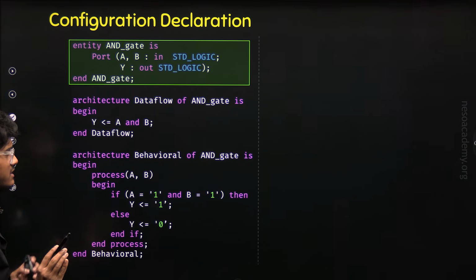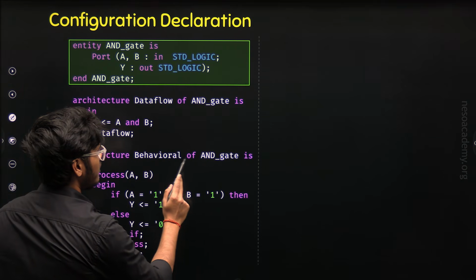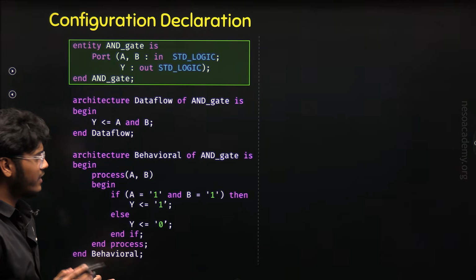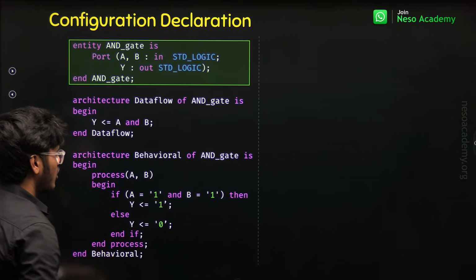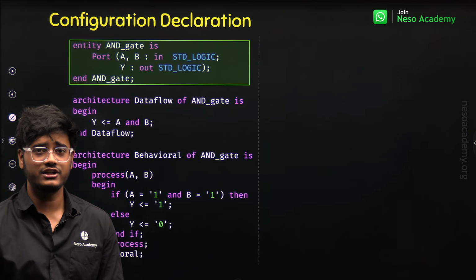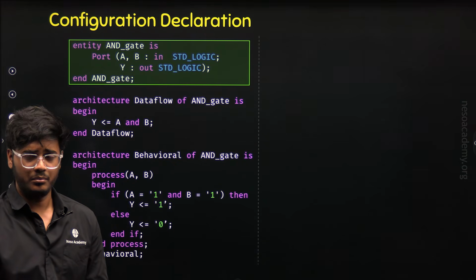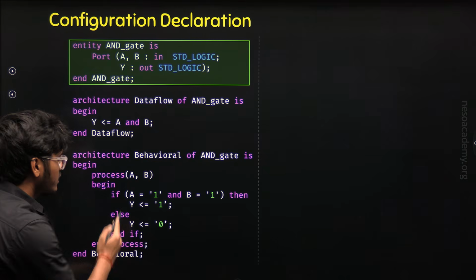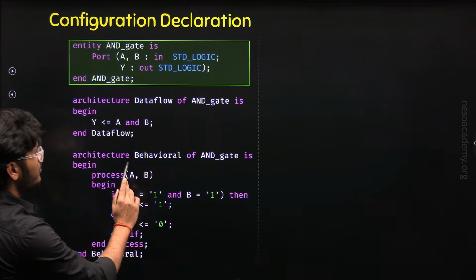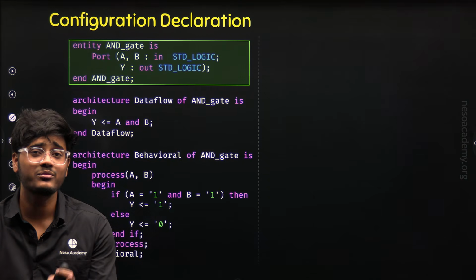Now, the second architecture named as behavioral. So, architecture behavioral of entity and underscore gate is. Here, we define the logic inside the process block. Now, what is a process block? A process is a functional unit which describes the sequential behavior inside the hardware. Means, process block uses sequential statements such as if-else condition. As per the name, behavioral. If-else condition describes the behavior of two input AND gate.